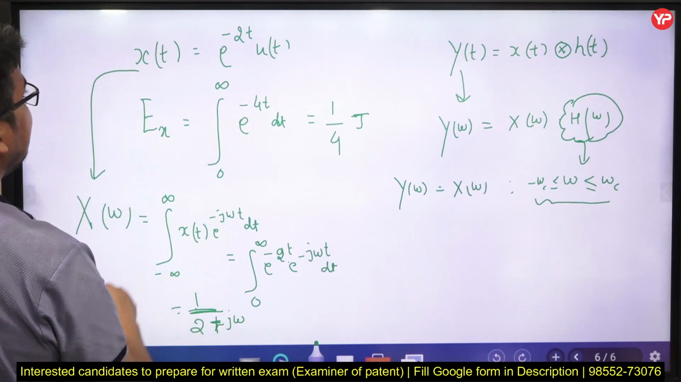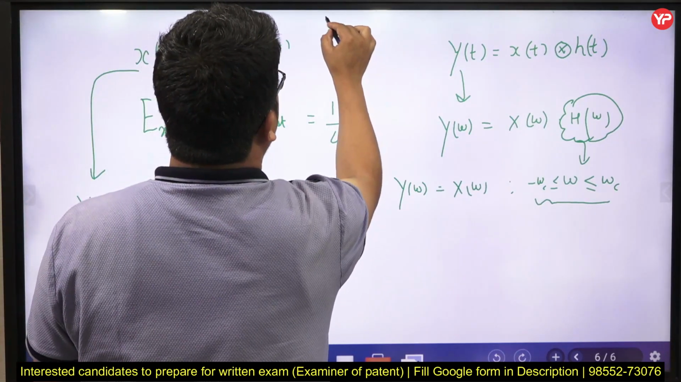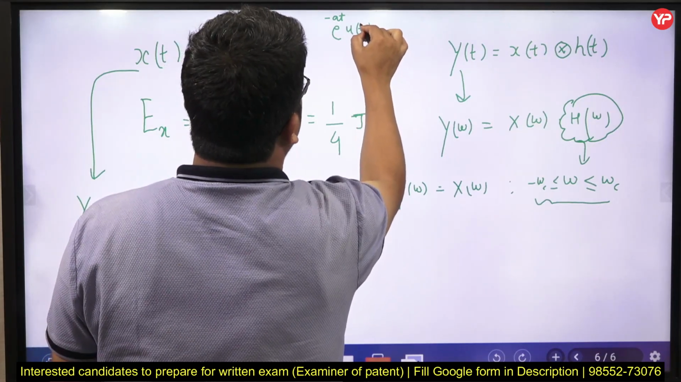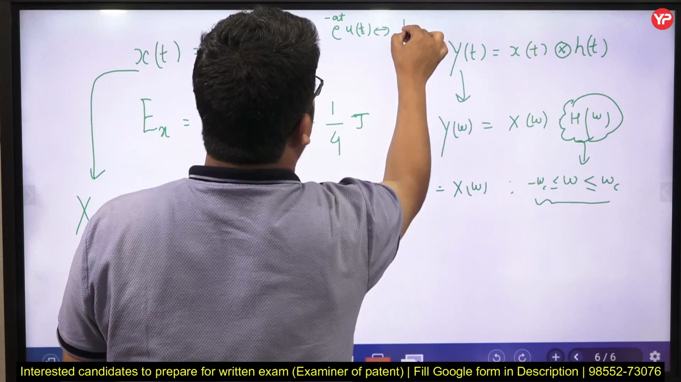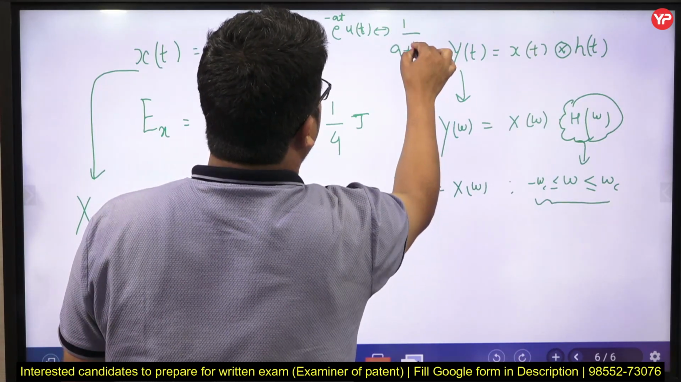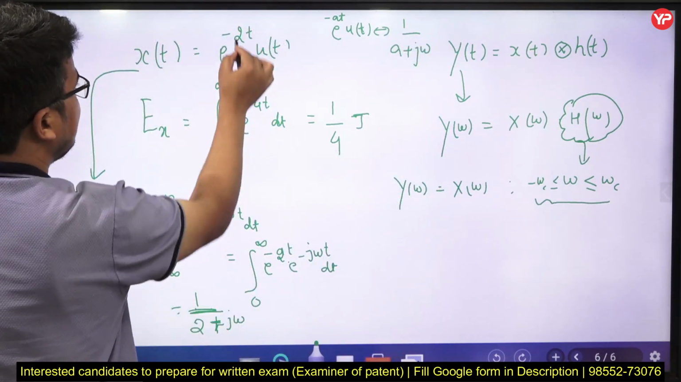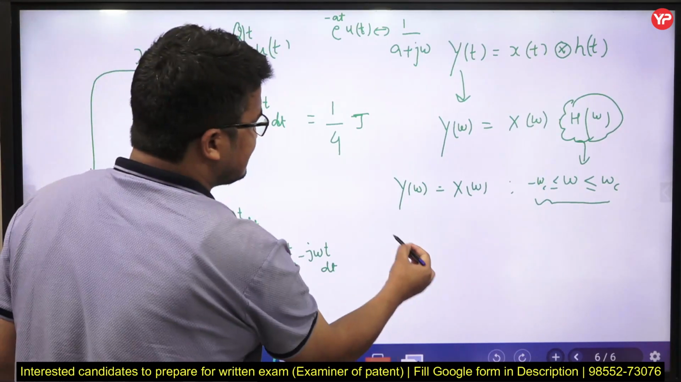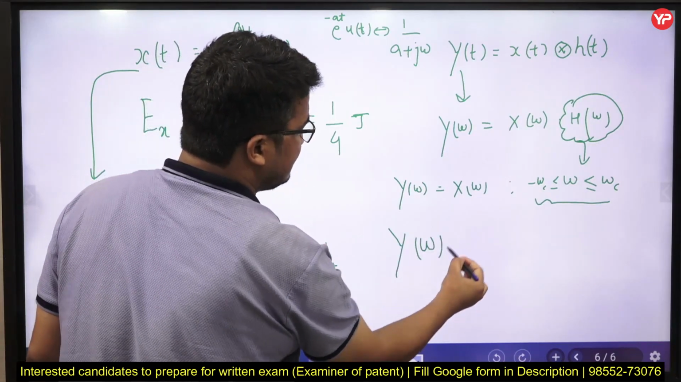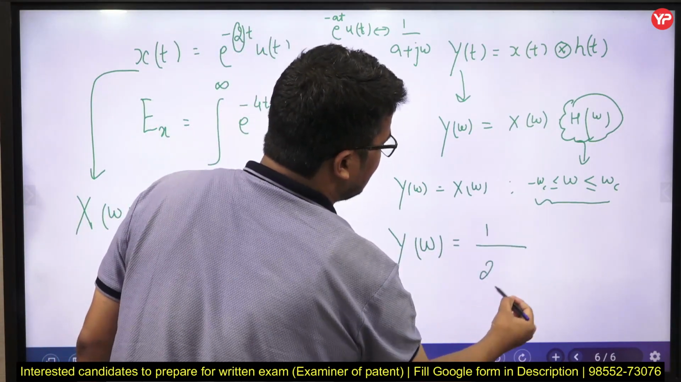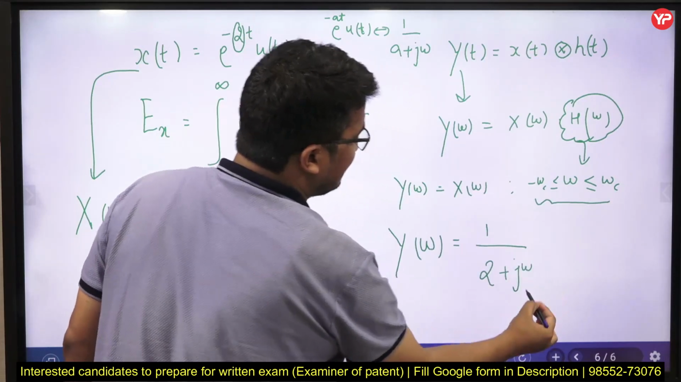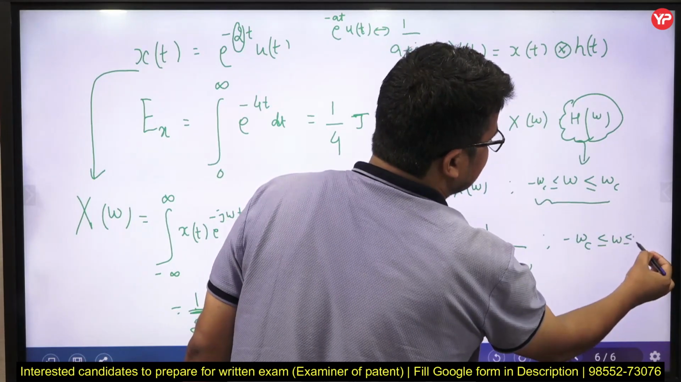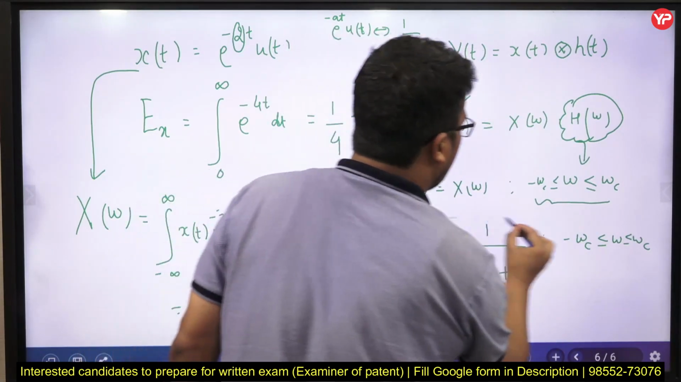I can directly write here, you all might be knowing the pair, that e raised to power minus at u(t) is a Fourier transform pair with 1 upon a plus j omega. So simply the value of a is 2 here, you can see. That's why I got 1 upon 2 plus j omega. So guys, can I say here y of omega will be simply equal to 1 upon 2 plus j omega, and that too with the frequency constraint from minus omega c to omega c. So this is very important stuff. So this is the output signal we got.